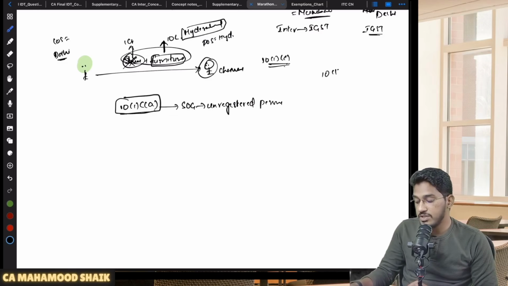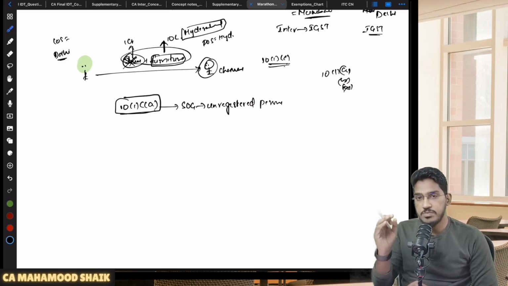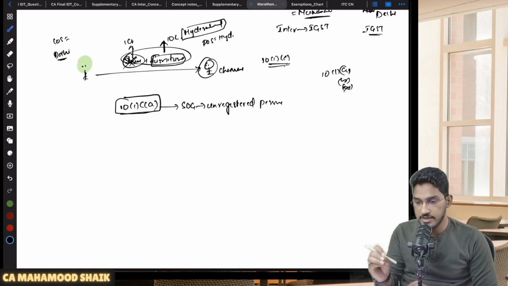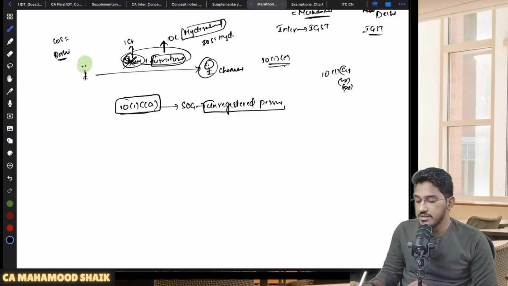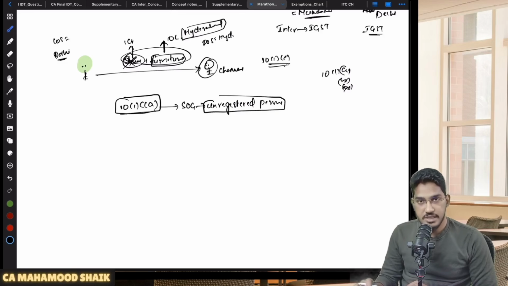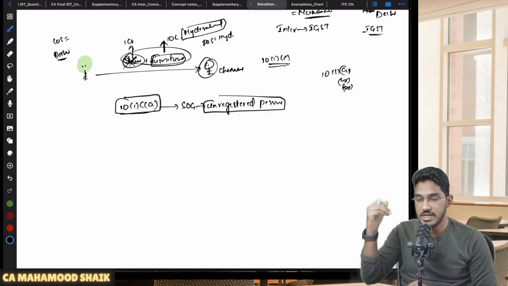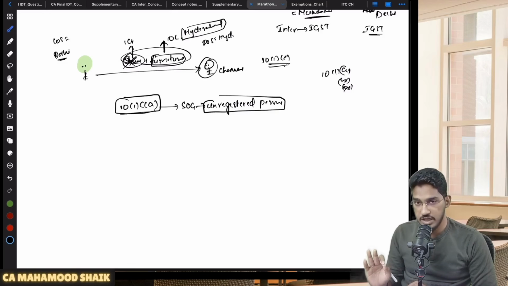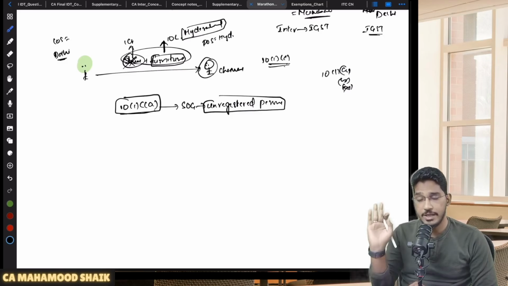Don't go to 10 subsection 1 clause A, clause B, clause C. Don't go there. Why? Because they have specifically given one clause for an unregistered person. In case you are making a supply of goods where your recipient is an unregistered person, don't go to 10 subsection 1 clause C etc. Whether it involves movement or does not involve movement, don't go and look there.